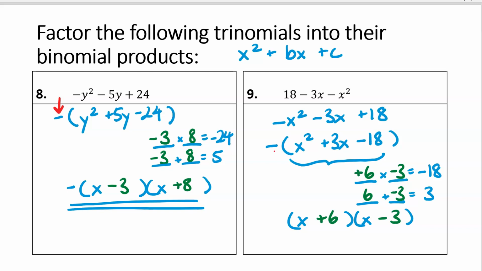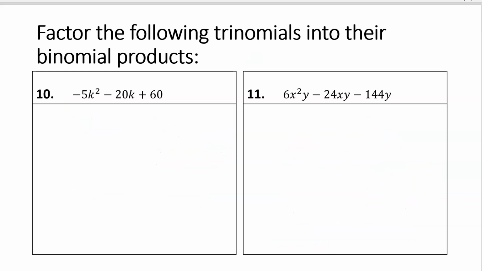And we can't forget that the first thing we did was factor out a -1. So we should have a -1 outside all our brackets. So let's make that cleaner. -1 times x plus 6 times x minus 3 is our answer. Okay, last two sets of examples.